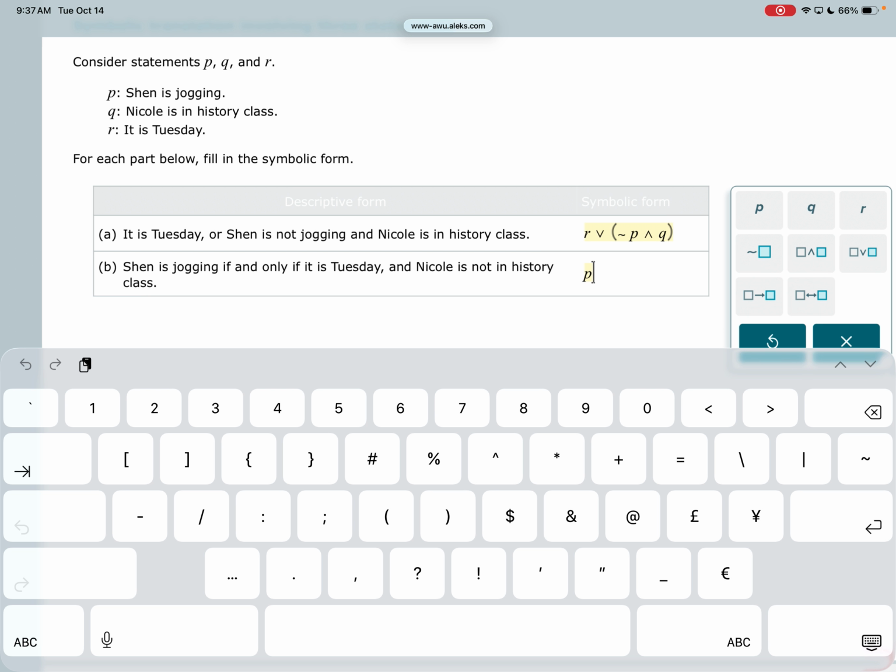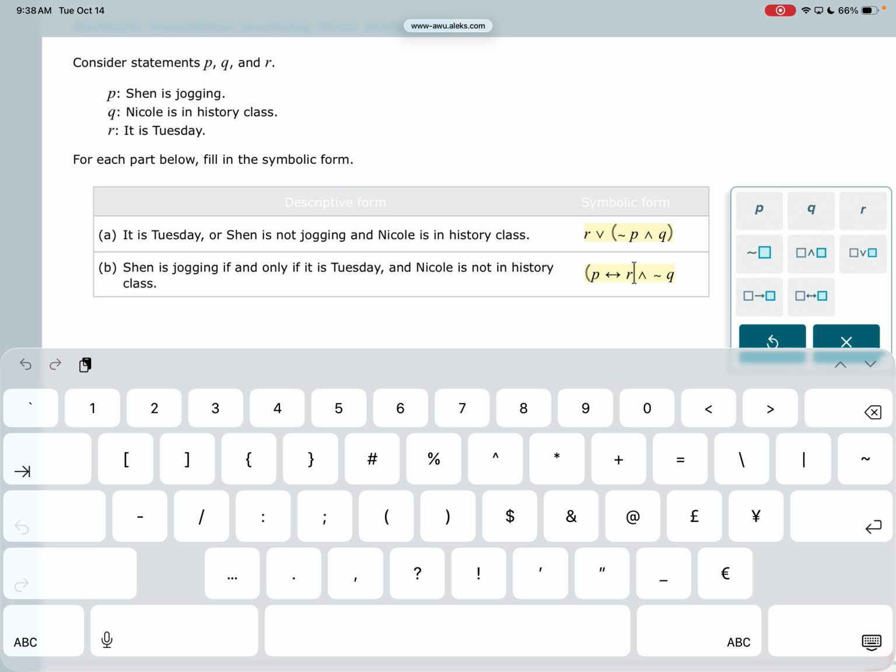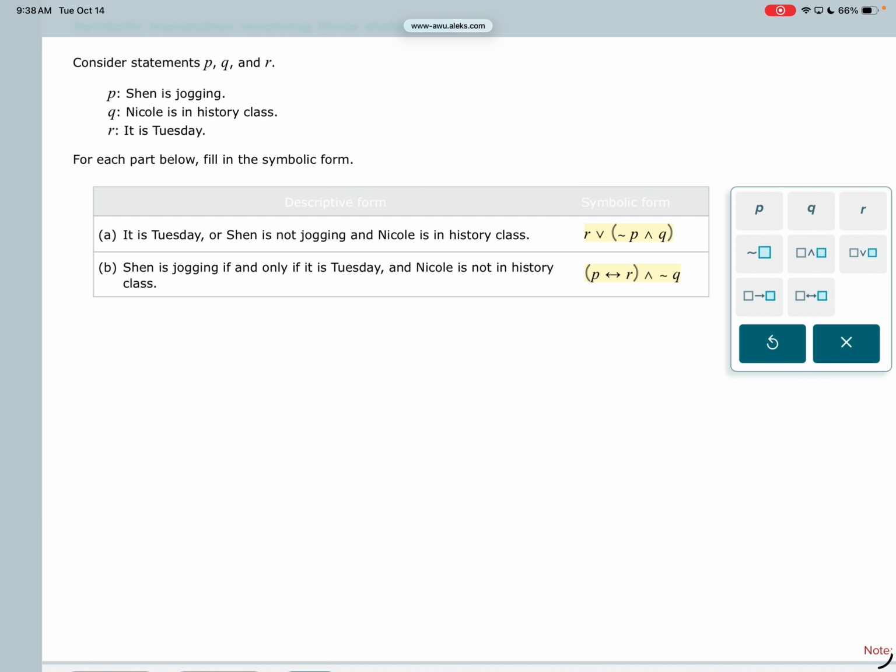Shin is jogging, so that's P. If and only if, that's the double arrow. It is Tuesday. So Shin is jogging if and only if it is Tuesday. That's R. There's a comma right there, so we'll come back to that. And Nicole is not in history class. Not in history, so not Q. All right, so on this one, my comma is Shin is jogging if and only if it is Tuesday. So I would do a parentheses around the P if and only if P. P if and only if R, okay?